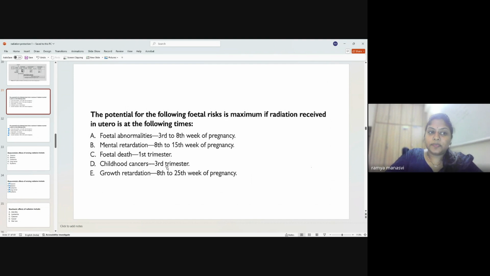Yes. It will happen in 2nd and 3rd trimester. So this is false. Growth retardation will happen in 8th to 20th week of pregnancy. Yes, it is true.